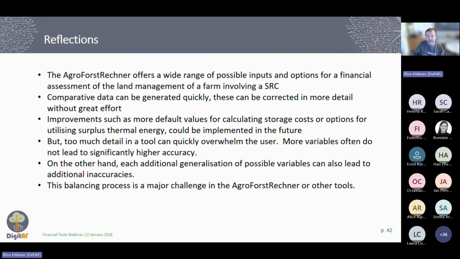Some reflections on the agroforestry calculator. It offers a wide range of possible calculations for inputs and outputs, and it is an ideal financial assessment for short rotation coppices. The data can be generated very quickly and is very effortless to use. More default values can be used, for example, calculating costs for storage and so on. And you can also run scenarios where you use the energy on your own farm and substitute energy that you have to buy via oil or gas from the energy provider companies.